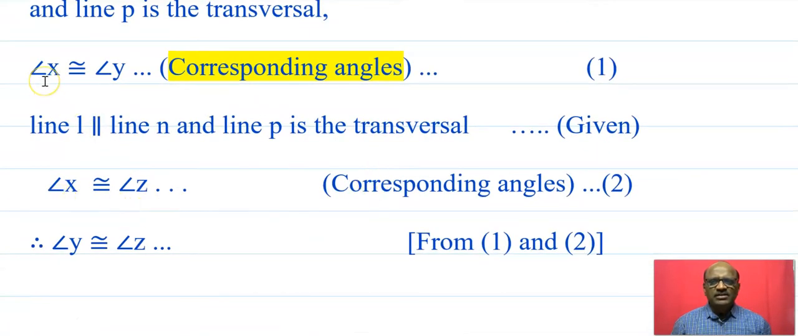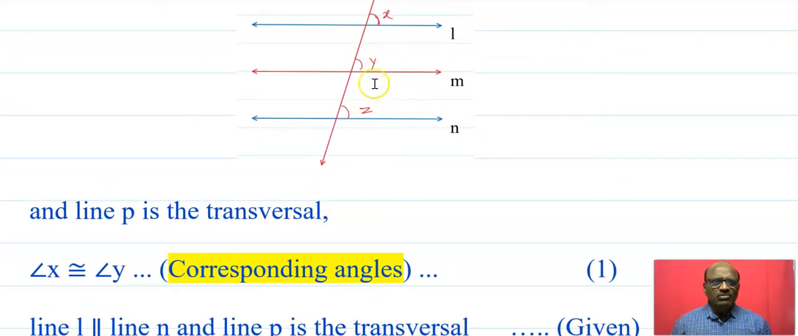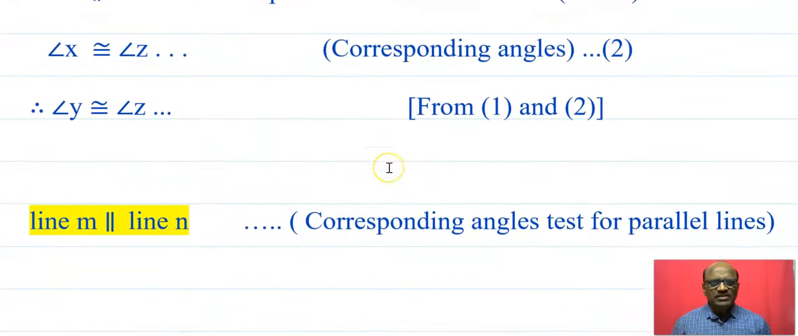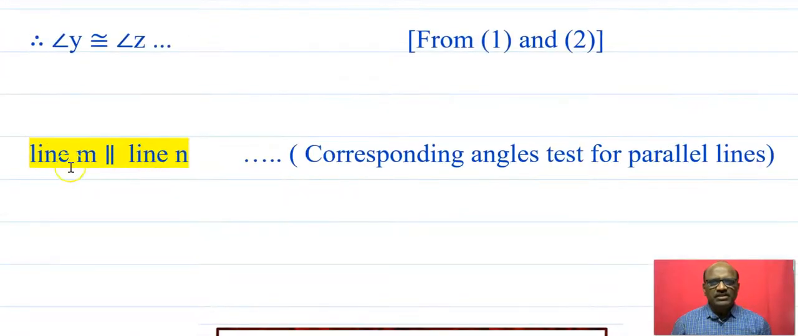Now see this here. Angle X is congruent to Y. This is 1. Angle X is congruent to angle Z. Therefore, angle Y is congruent to angle Z. As angle Y is congruent to angle Z, therefore, by the corresponding angle test, line M is parallel to line N, and hence in this way we prove that line M is parallel to line N.